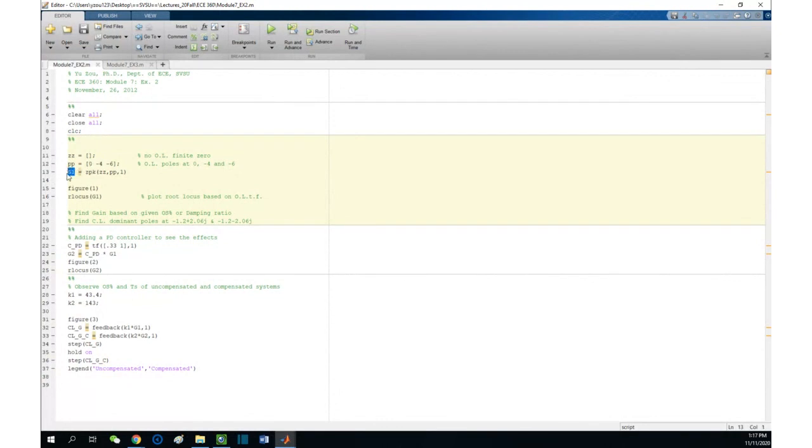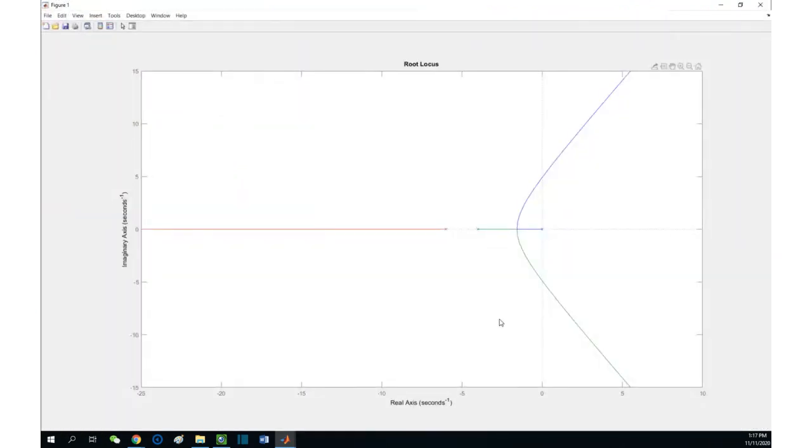So I call the original uncompensated system as G1. Zero pole gain. As I said, we are using one as the gain. We'll generate a blank figure one and then plot the root locus of the uncompensated system. So if you run this section, here we go. This is the resulted uncompensated system root locus. So how to find the overshoot for the current system? Or say how to locate the point, how to locate the dominant pole point for this given specific uncompensated system. Even remember what we did in the PI example one.